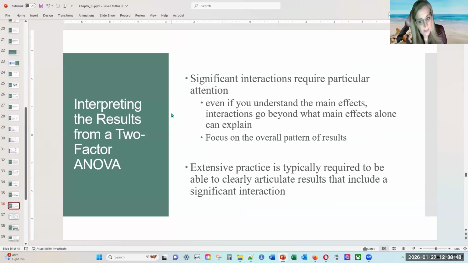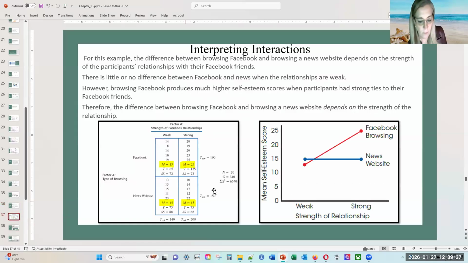All right, so significant interactions, if you happen to have one, require particular attention. Even if you understand what main effects are, interactions go beyond what main effects alone can explain. The focus, if you have one, is the overall pattern of results and how the different levels of each factor are working together to exert their effects on the dependent variable. It takes a lot of practice to really articulate what the results mean and how they're affecting the dependent variable.